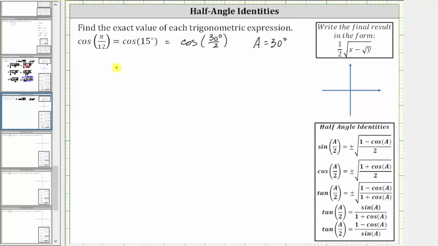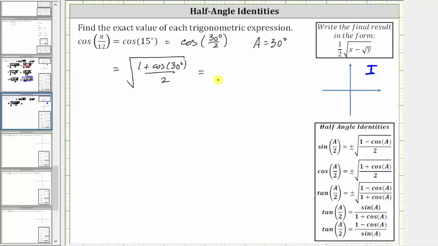Applying the formula, because 15 degrees is in quadrant 1, and all the trig function values are positive in quadrant 1, we will have a positive square root. So we have the square root, and then under the square root we have the quantity 1 plus cosine A divided by 2, where A is 30 degrees, which gives us 1 plus cosine 30 degrees, and all this is divided by 2 under the square root.